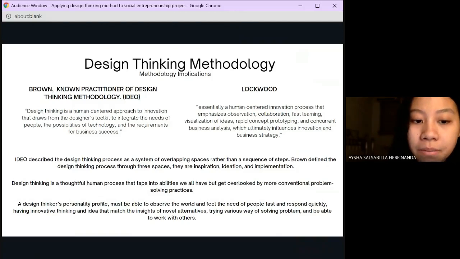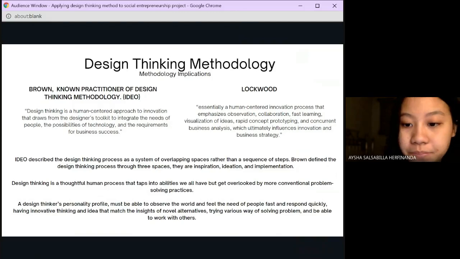more conventional problem-solving practices. And then the design thinker personality profile, according to Brown, should include the following characteristics, which are empathy, integrative thinking, and optimism, experimentalism, and collaboration.